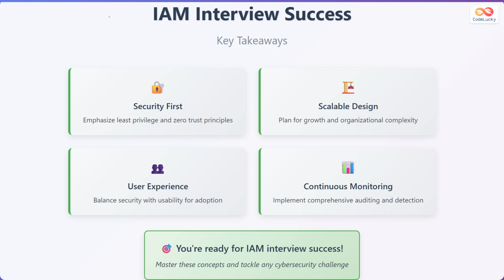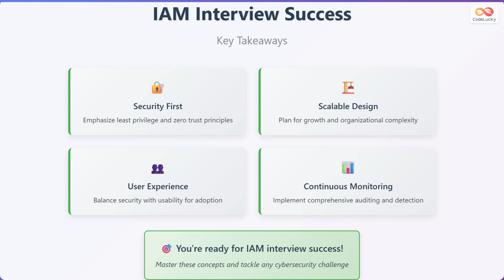To succeed in IAM interviews, remember these essential points. Always emphasize security first by focusing on least privilege principles and zero trust architectures that assume no implicit trust. Design scalable systems that can grow with organizational needs and handle increasing complexity over time. Balance security with user experience to ensure user adoption and compliance with security policies. Implement continuous monitoring through comprehensive auditing and real-time threat detection systems.